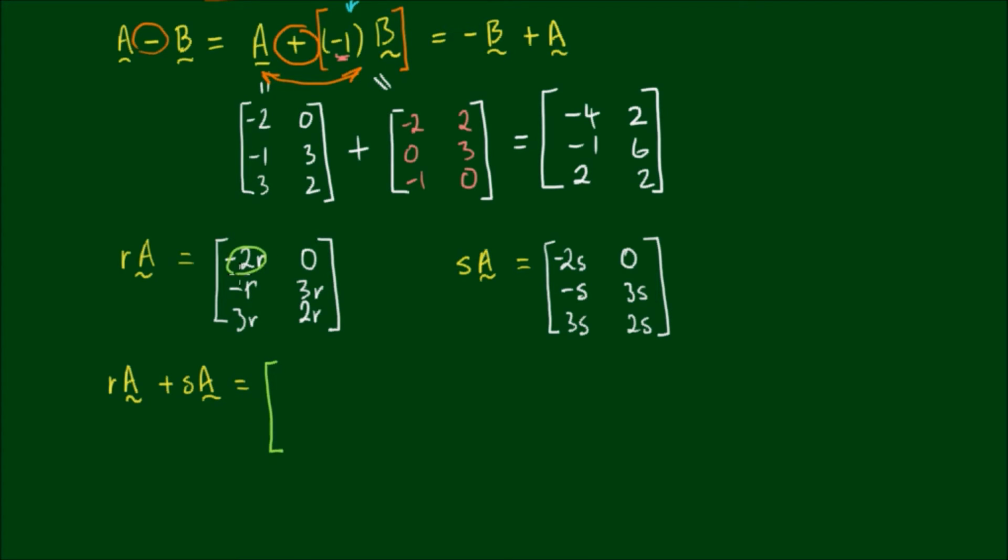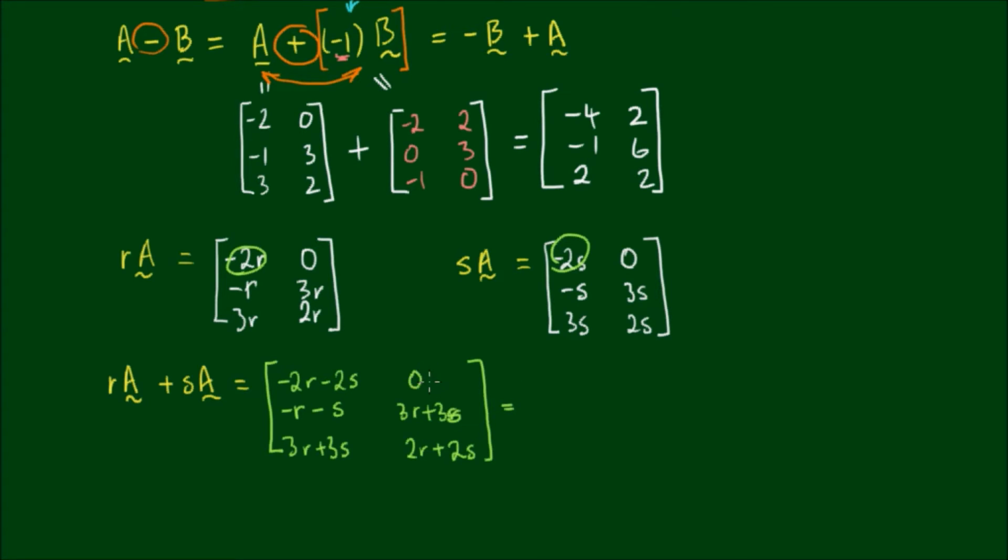what I get then is negative 2R plus negative 2S is equal to negative 2R minus 2S. 0 plus 0 equals 0. Minus R plus minus S equals minus R minus S. 3R plus 3S equals 3R plus 3S. 3R plus 3S again is equal to 3R plus 3S. And 2R plus 2S is equal to 2R plus 2S. Okay, so these operations are quite tedious, but bear with me.